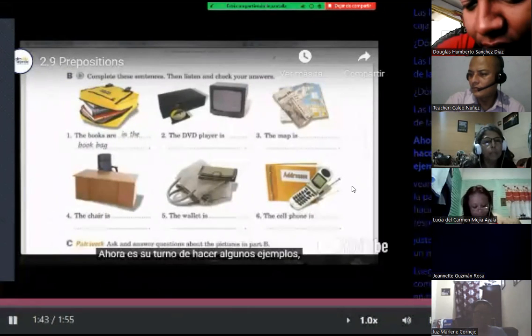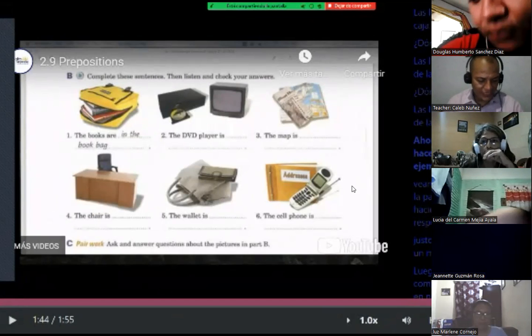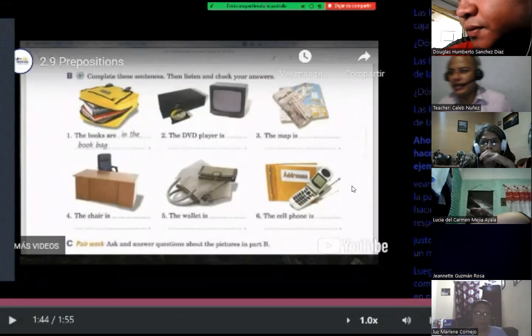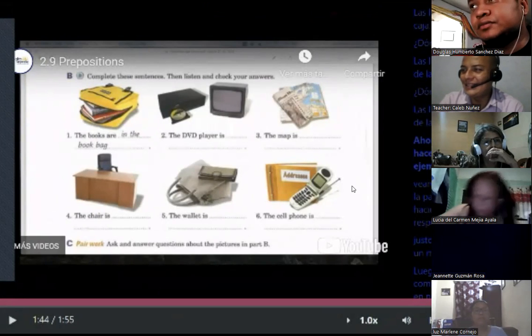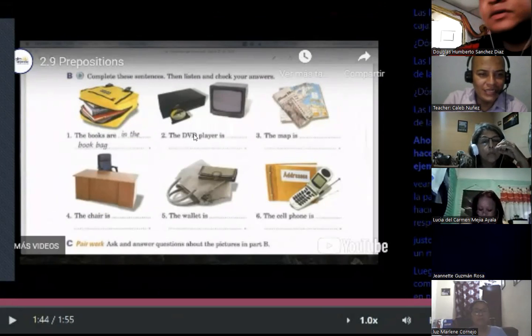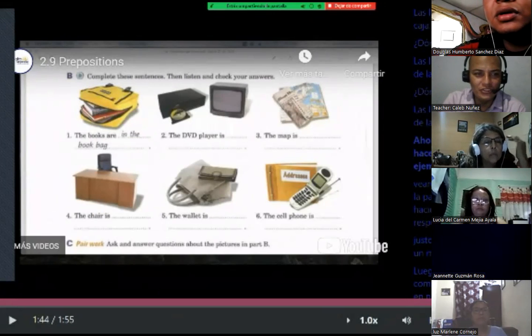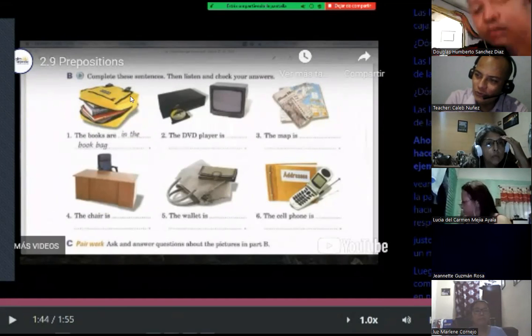Now is your turn to make some examples. Okay, so we have some examples there. It says complete the sentences, then listen and check your answers. For example, check number one. You see the picture, number one, you see the school bag? Do you see the yellow school bag and you see the books? Yes, all right.